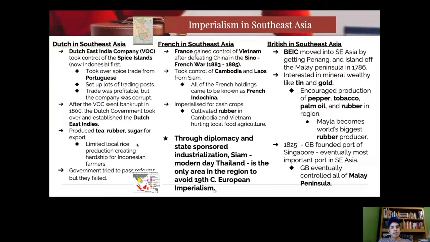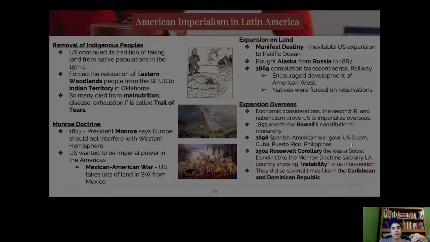Imperialism in Southeast Asia. You can see that, again, France controls Vietnam. They take it from China. The Dutch in Southeast Asia, you can see specifically where. The British in Southeast Asia, the British East India Company. Remember, the British East India Company is kind of like a giant Google. They have a relationship with Britain. They're based in Britain, but at the same time, they're more independent from the government. They're like a giant Google with a private army. You can see their exploits in Southeast Asia here.